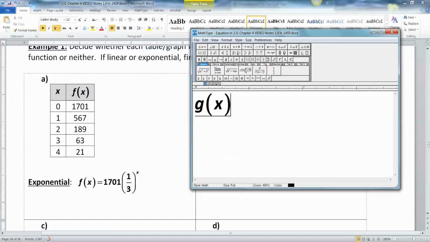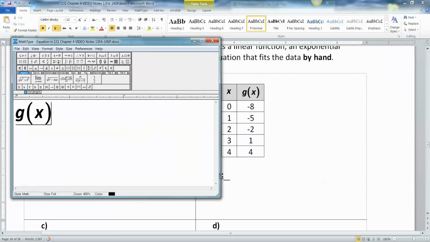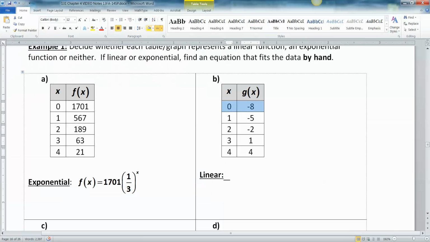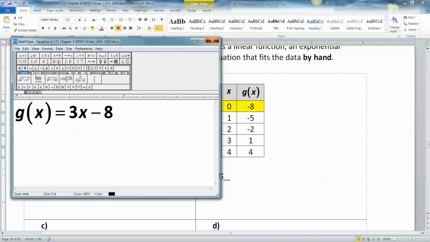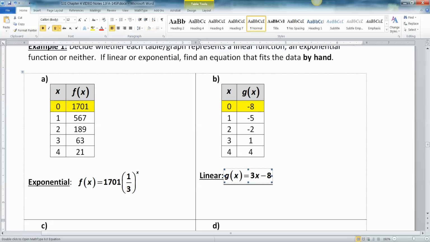So g of x is equal to, all right, mx plus b. M is 3 because that's what we're adding on every time. And our y-intercept is right here. It's 0, -8. See right there? This one was 1701. I'll highlight it for you. Okay, so there we go. That's a review question, of course, because we already learned how to find linear functions like that in chapter 2, I believe. Well, in chapter 1, for that matter.